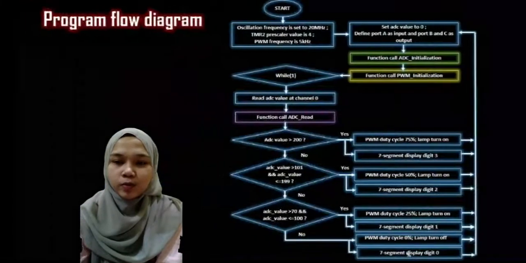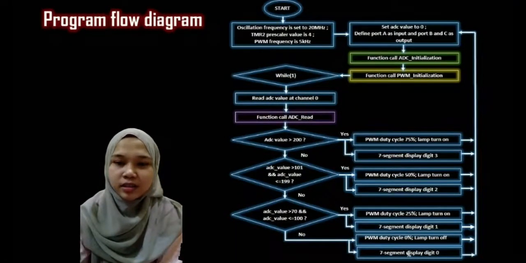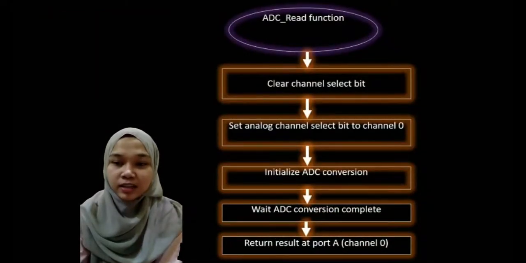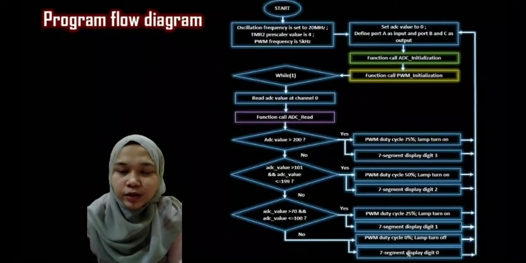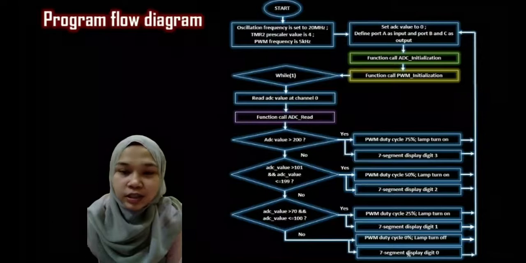Next, enter the while(1) loop. In this loop, the ADC value at channel 0 is read, so proceed with calling the ADC read function. Firstly, we clear the channel select bit and set the analog channel select bit to channel 0, and ADC conversion is started. Next, the ADC value is compared in 4 conditions. The first condition, if the ADC value is larger than 200, PWM duty cycle is 75% and the 7-segment display will show digit 3. In the second condition, if the ADC value is within the range 101 to 199, PWM duty cycle is 50% and the 7-segment display will show digit 2.